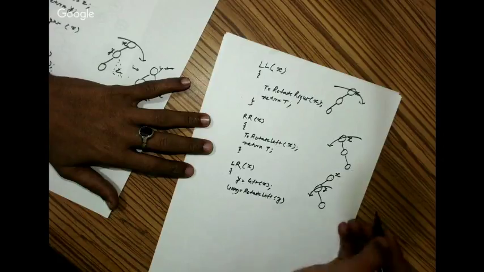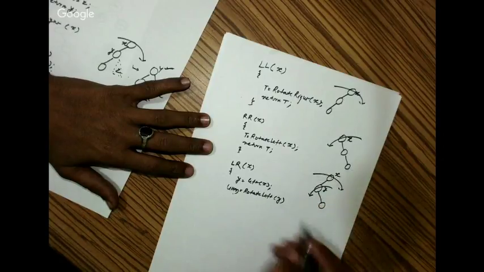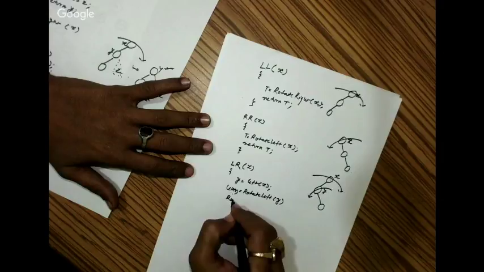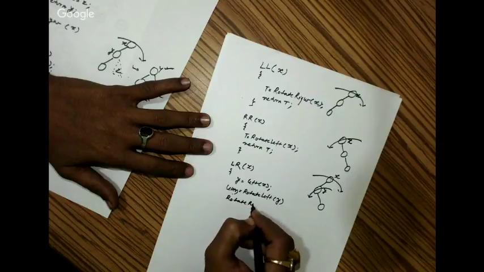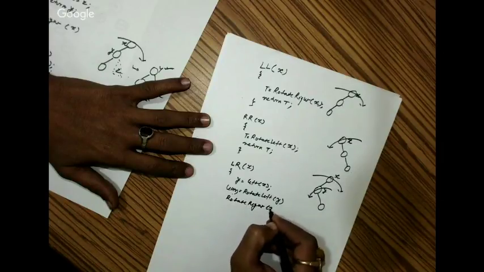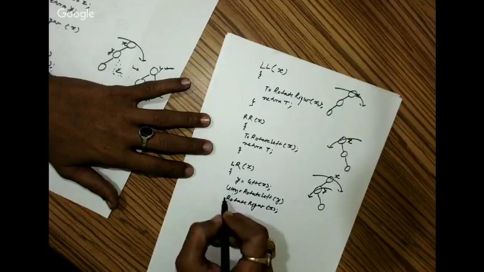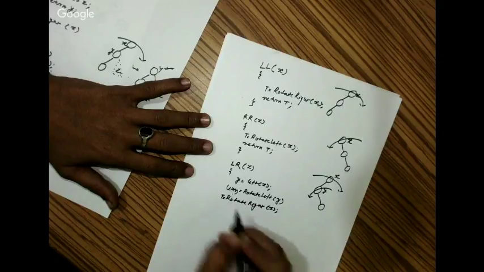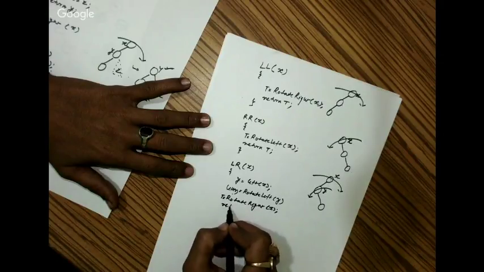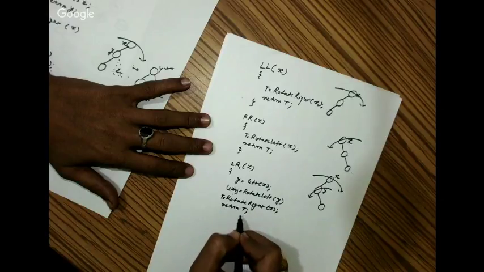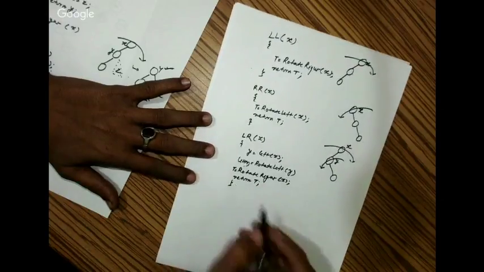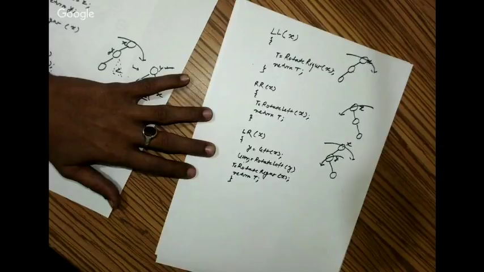And then I need to do the right rotation starting from X. So rotate right starting from X, and let's say the root returned is T. We will finally return this root as the yield of this LR rotation.